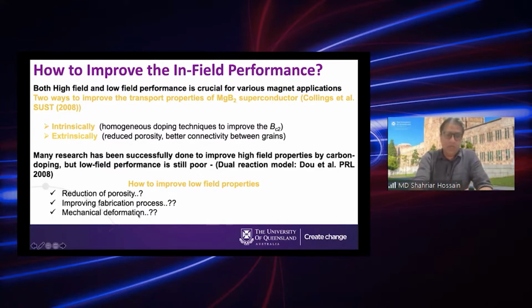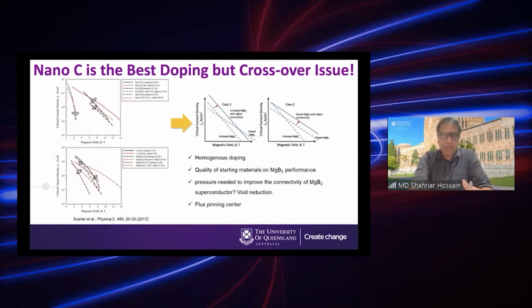For the low field enhancement, we have to consider these things: reduction of porosity, improving the fabrication process as well, and different mechanical deformation to improve the grain connectivity. So these are some scenarios. As you already saw in the second or third lecture from Dr. Susie from Oxford, she also showed some of the crossover, that when you use carbon doping or different dopings, this crossover happens. So we can improve the high field, but you can also decrease the low field.